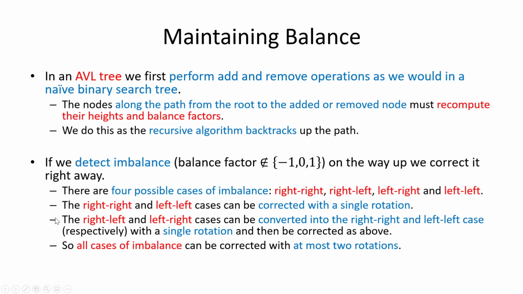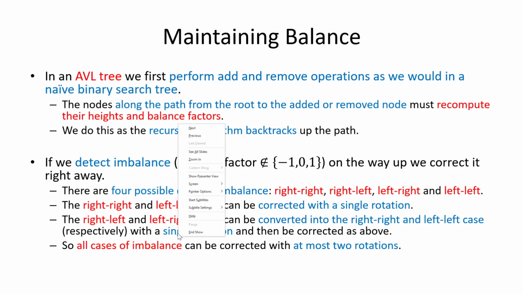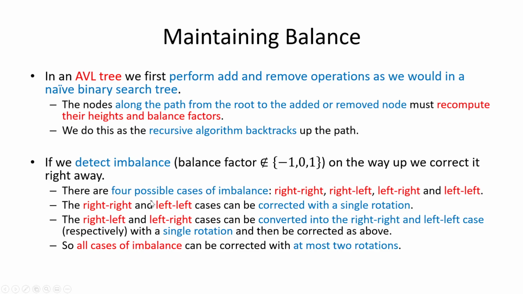We just saw that. The case we looked at was a right right imbalance, and we used one left rotation to fix it. So maybe you can guess here that the left left case can be fixed with a single right rotation. The other two cases, the right left and the left right, can be converted into the right right and the left left case respectively. So right left can be converted into right right, and left right can be converted into left left with a single rotation. And then we just fix them with one more rotation.